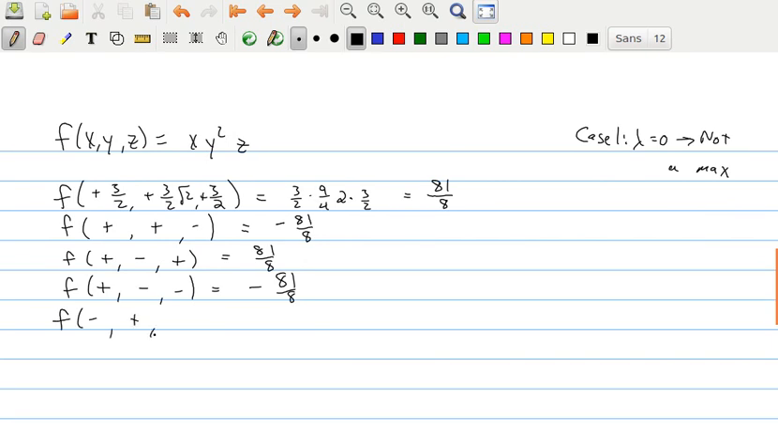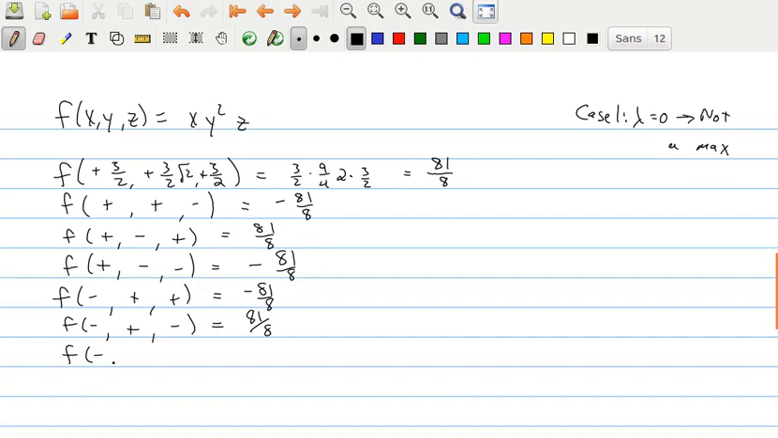Let's look at negative for the x-coordinate. If x is negative, but everything else is positive, this will give us a negative 81 over 8. If we look at f of the x and the z being negative, well, x and z are negative, those negatives will cancel to give us a positive 81 over 8. If we look at f of negative, negative, positive, here the x is negative and the y is negative. Well, y is being squared, so times another negative will give us a negative 81 over 8.